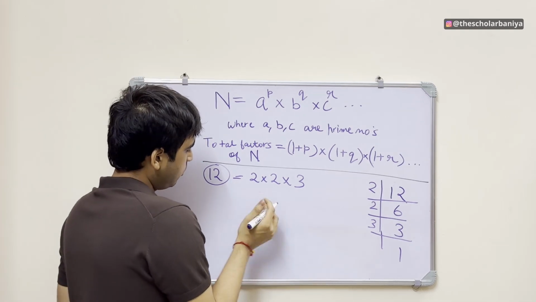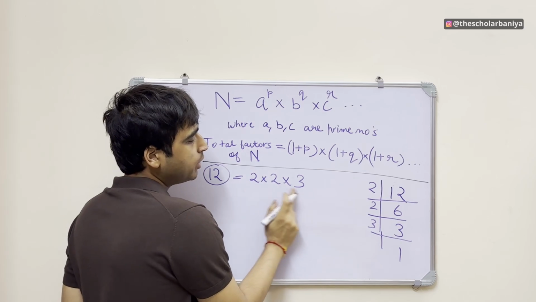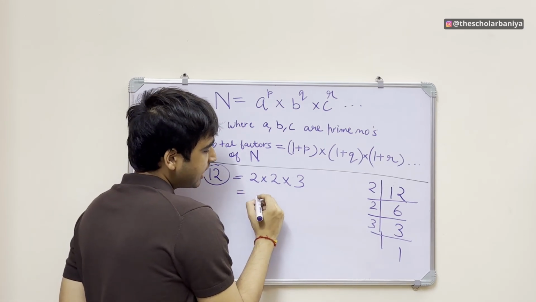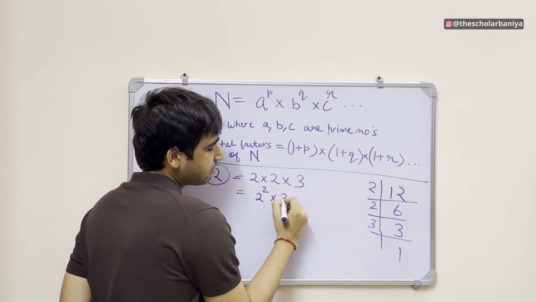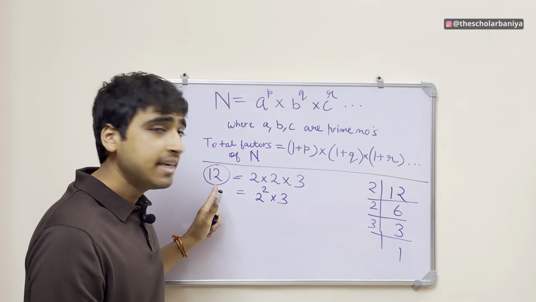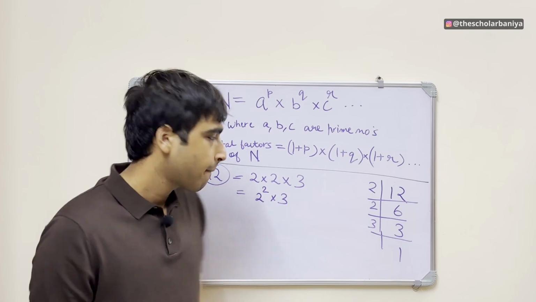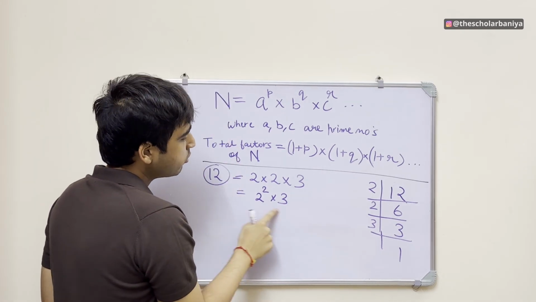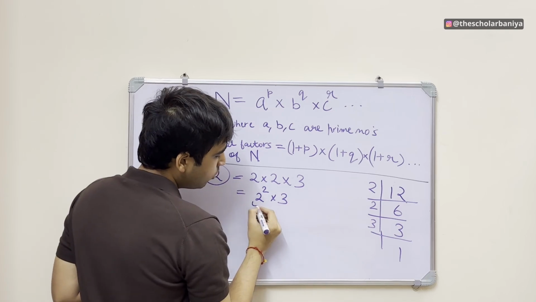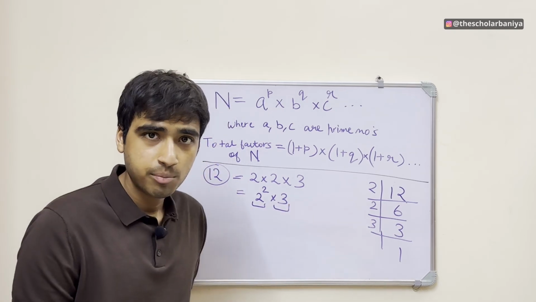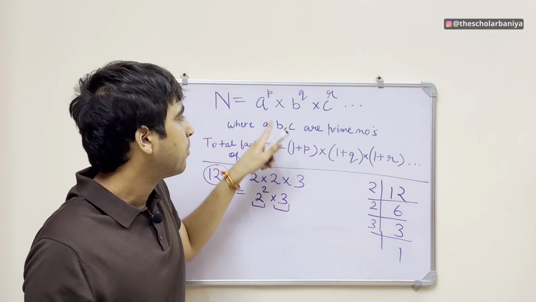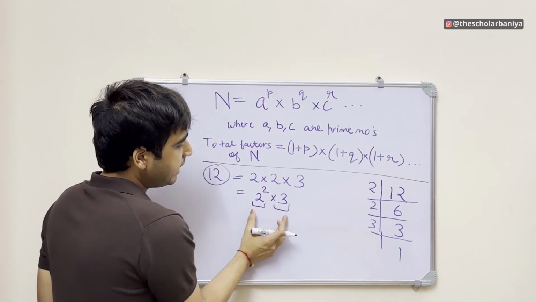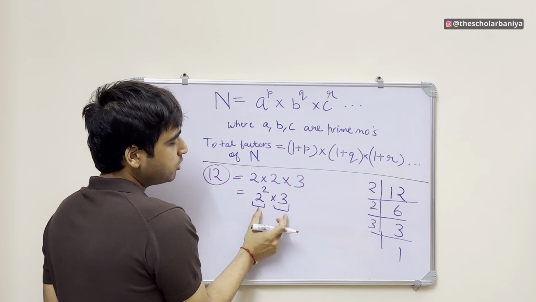So 12 can be written as 2 into 2 into 3. Now 2 into 2 can be written as 2 square, so we can write 12 as 2 square into 3. Now see one thing, we have written 12 as 2 square into 3, and we know that 2 and 3 both are prime numbers. So basically it's of the same form, a to the power p into b to the power q into c to the power r, and so on. So we have broken down this 12 into this.